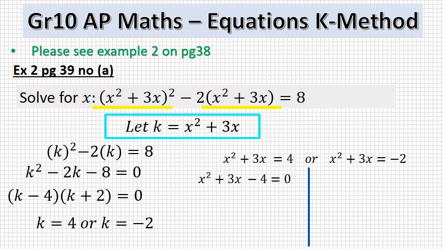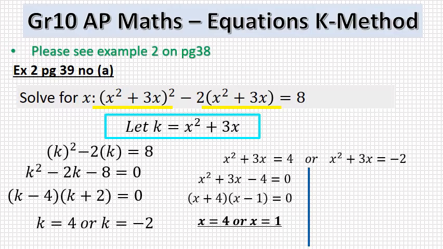Let me work on the one on the left, bring the 4 over, factorize, and you'll get x equals 4 or x equals 1. Oopsie, that's meant to be an x equals negative 4. Please don't forget to write the negative 4 when you're taking down these notes.